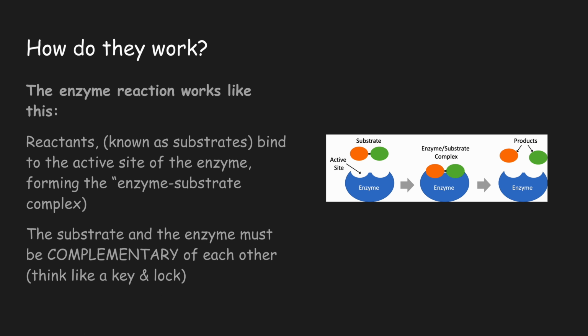So how does an enzyme reaction work? Well, it's kind of complicated when you first look at it, but it's really simple. So we have reactants known as substrates. They're going to bind to the active site of an enzyme, forming the enzyme substrate complex. We'll get to that a little later when we get over to the graph. And the substrate and enzyme must be complementary of each other. Think of a key and a lock, like you have to have the key the specific way for it to fit in the hole and unlock the door.